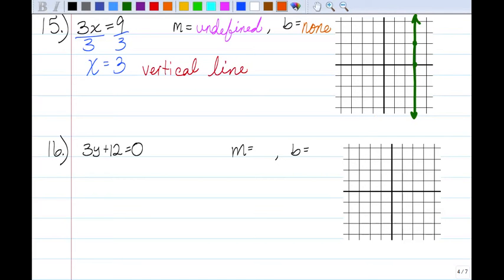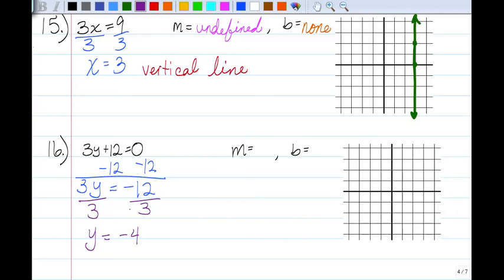All right, and number 16, we want to get y by itself. So we're going to subtract 12 from both sides. And then that's going to give me 3y is equal to negative 12. Then I'm just going to divide both sides by 3. So that's going to give me y equals negative 4. So that is actually a horizontal line.